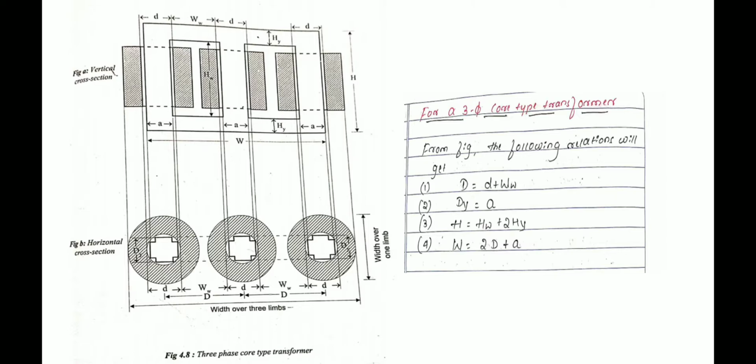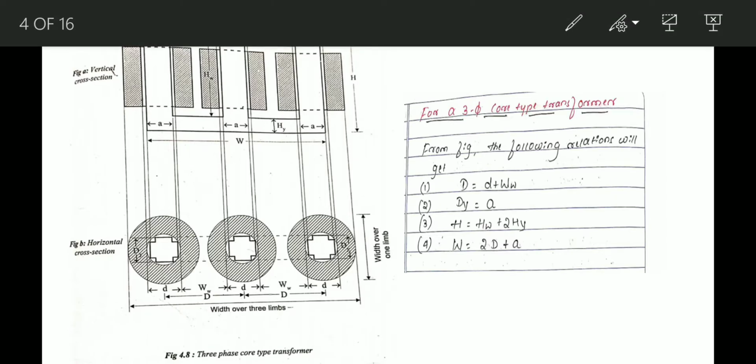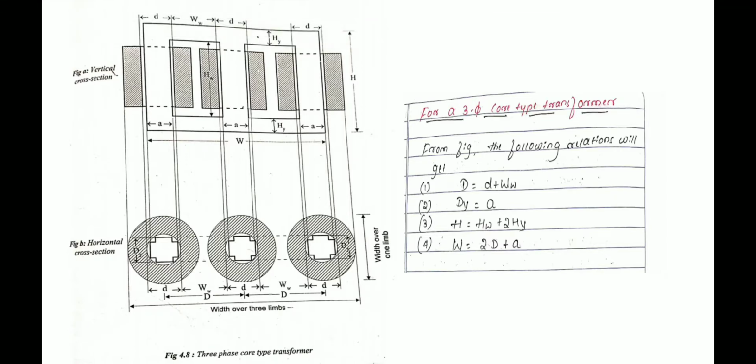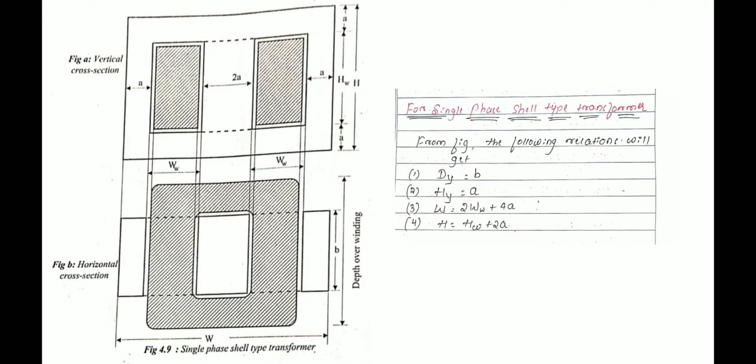Okay, next we'll move on from core type. It is over. Next thing, in case of a shell type transformer, how will we write here? Depth of the yoke is nothing but this one, this is small b itself. Depth of the yoke will be represented by a small b. And the height of the yoke will be equal to the width of the largest stamping. HY is equal to a.